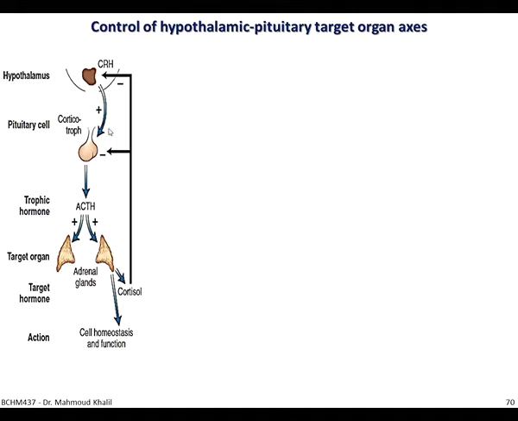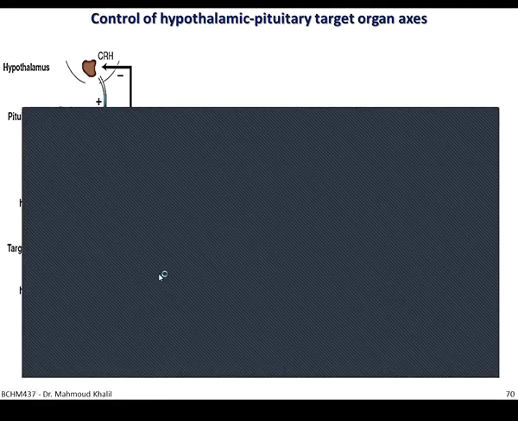You can see here the effect of the hypothalamic CRH, which affects positively the corticotrophs, a specific type of cell in the anterior pituitary, to release ACTH, which is a trophic hormone. The anterior pituitary releases this ACTH into the blood. It will act on the target organs, for example the adrenal gland, to release the target hormone, which in this case is cortisol, as an example, and its action is cell homeostasis and function.